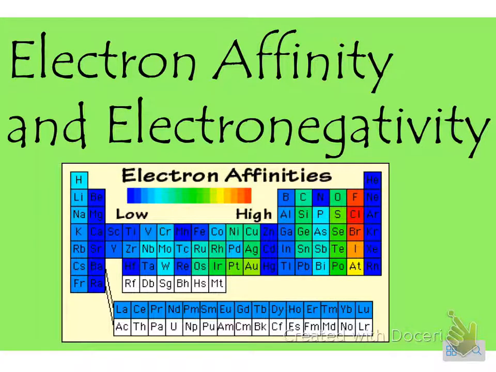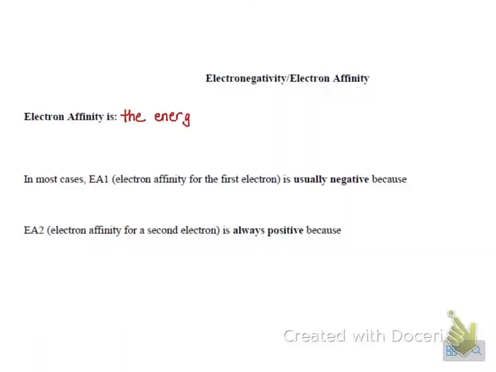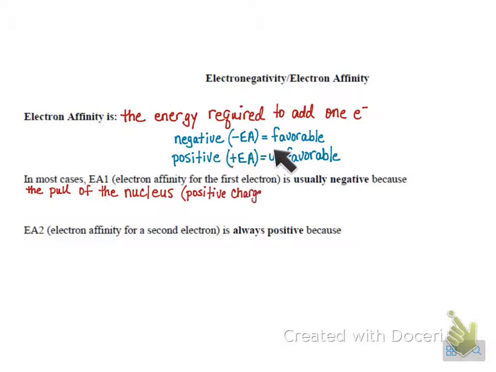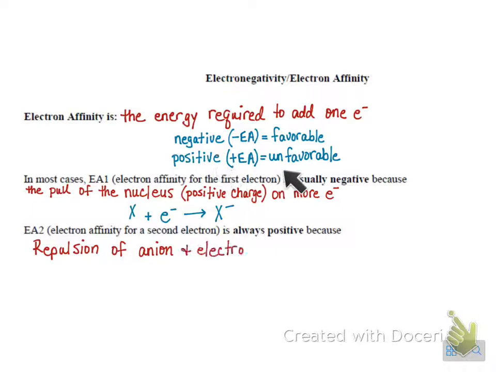So the final trend that we're going to talk about in the periodic table is electron affinity and electronegativity, which are related to each other. So electron affinity is the energy required to add one electron to an atom. If the electron affinity is negative, then we say that it is favorable to add an electron. And if the electron affinity is positive, we say that it is unfavorable to add an electron.